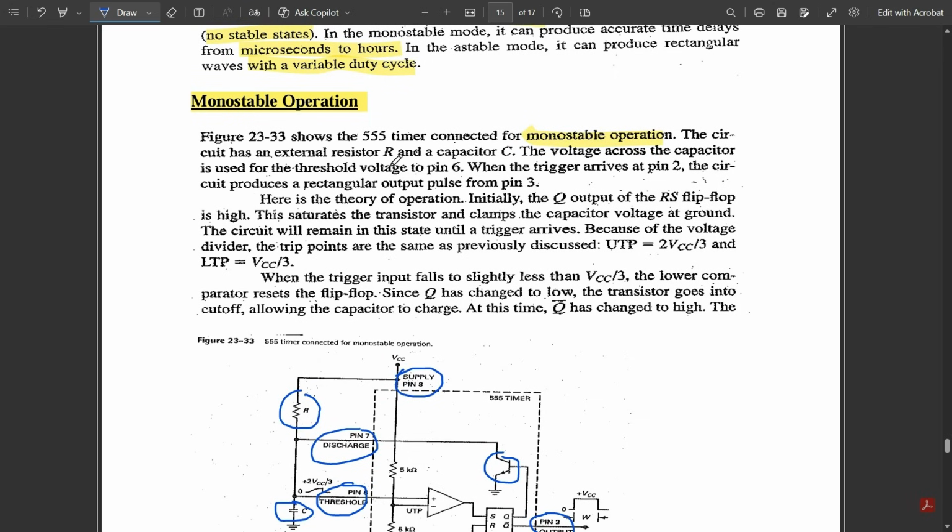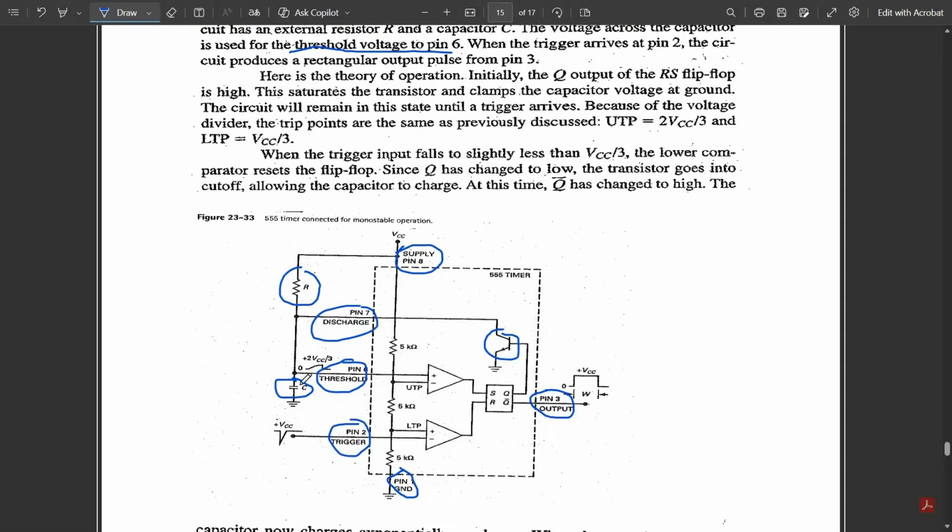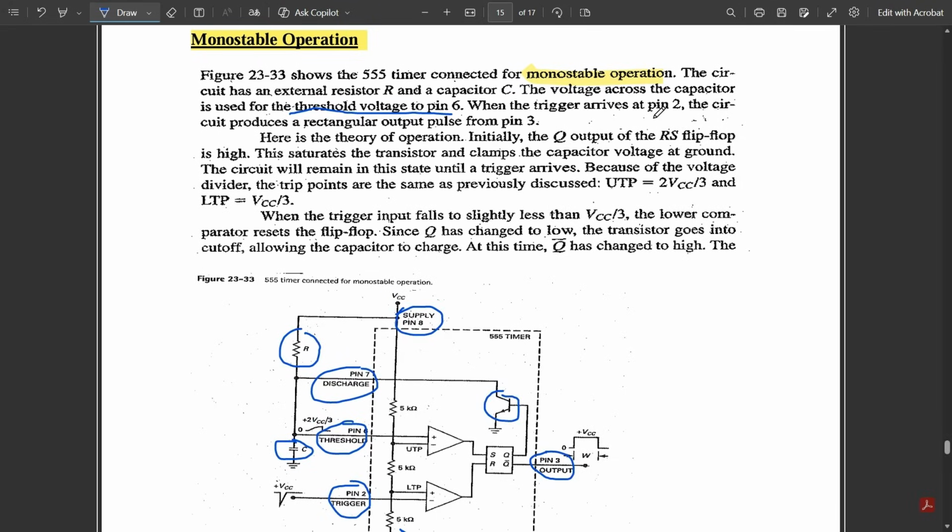The circuit has the external resistor R and a capacitor C as shown in the figure. The voltage across the capacitor is used for the threshold voltage to pin 6. Okay, this is the threshold voltage, the voltage across the capacitor, that is this point. This voltage corresponds to the threshold voltage given through pin 6 of the 555 timer. So when the trigger arrives at pin 2, the circuit produces a rectangular output pulse from pin 3.